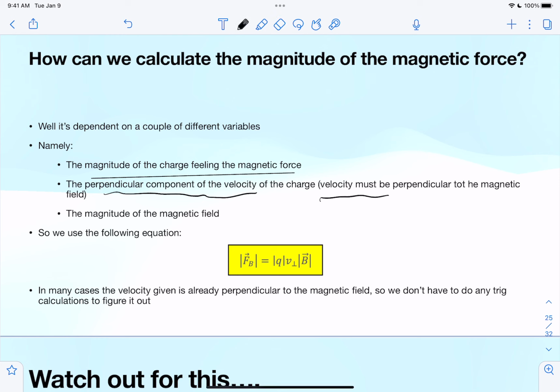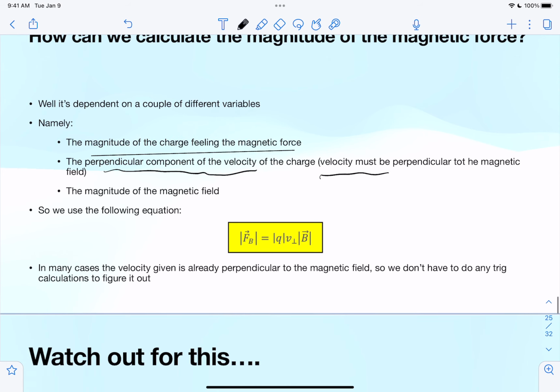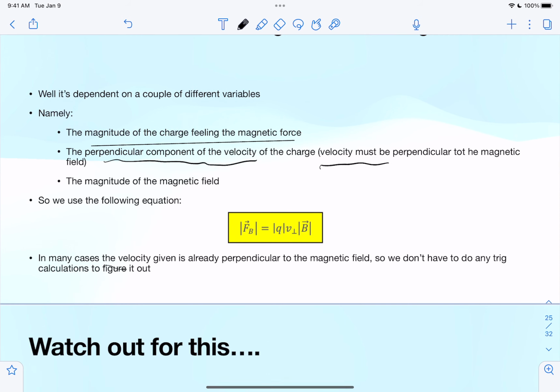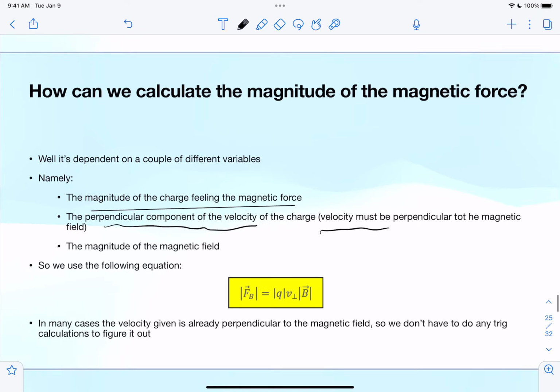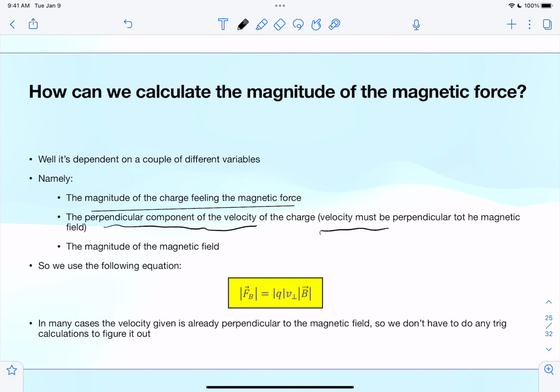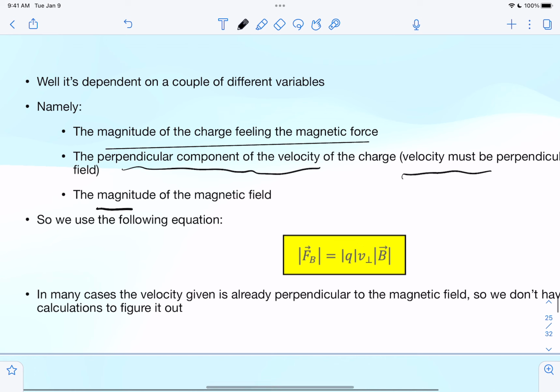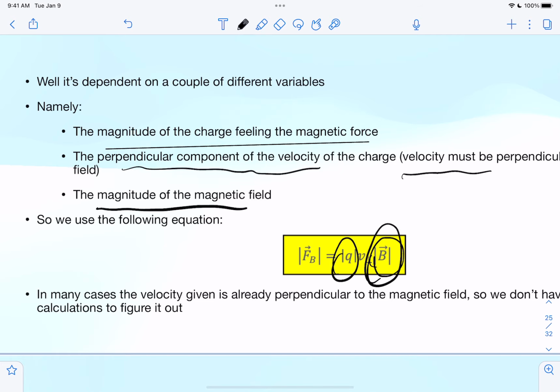But that's something that's kind of rare. We don't usually do that. Usually everything is going to be given as a perpendicular component built in. Like I said, velocity is going to be perpendicular usually, so we don't have to do any trig calculations. But if the velocity is not at that perpendicular angle, then just know that you basically just have to figure out the perpendicular component, right? Not the parallel component, the perpendicular component. And then the last thing that magnetic force is dependent on is the magnitude of the electric field. So it's the magnitude of the charge, magnitude of the electric field, and then multiplied by your velocity, right?